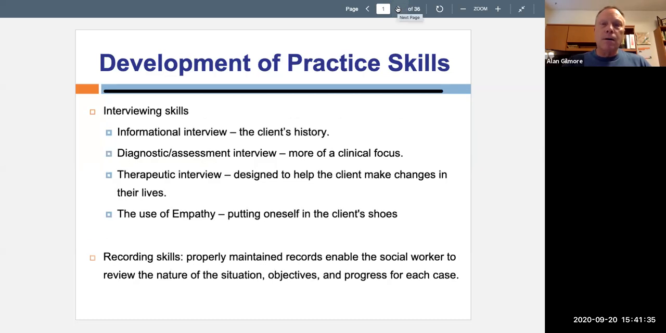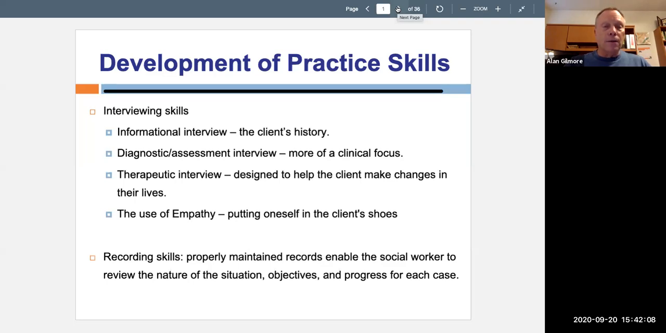So here are some practice skills that are important for social workers. The first one I want to talk about is interviewing skills. There are different kinds of interviews. There is an informational interview, for instance, taking a client's history. There is a diagnostic or assessment interview, which often has more of a clinical focus. And a therapeutic interview, which is designed to help the client make changes in their lives.